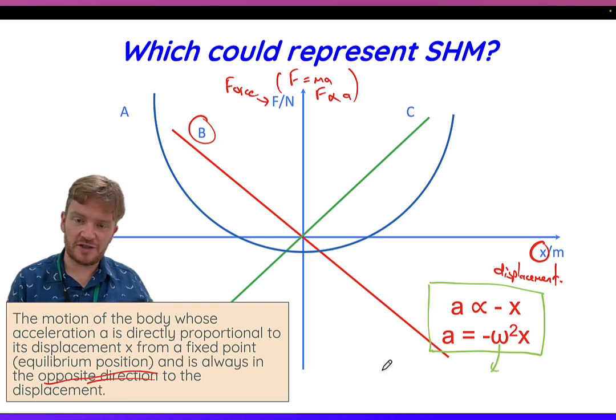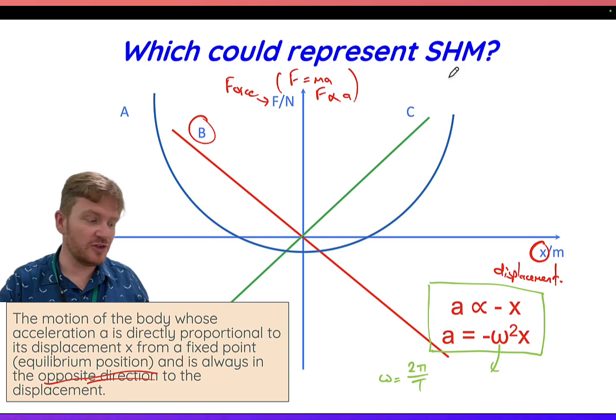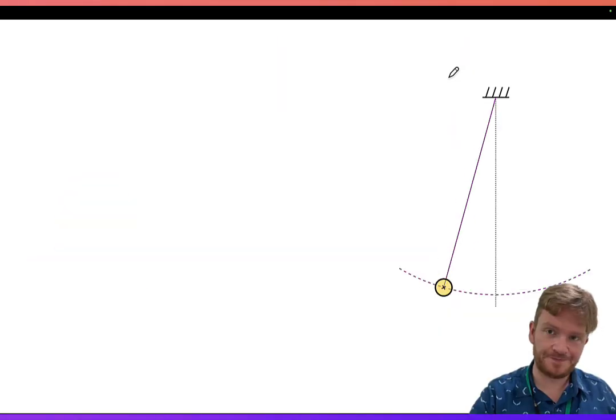Now this omega comes from angular velocity is 2 pi over the time period, where, as usual, time period is the time taken for one complete oscillation. I will prove at the end of this video why that is the case. You don't need to know it, but you do need to use it. So it's up to you whether you want to stick around for the derivation.